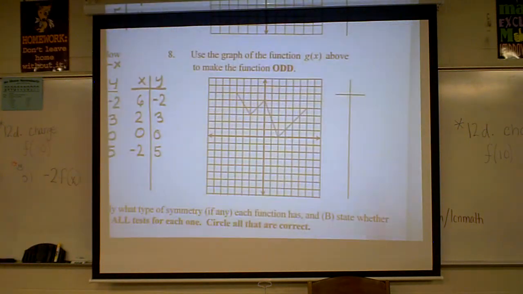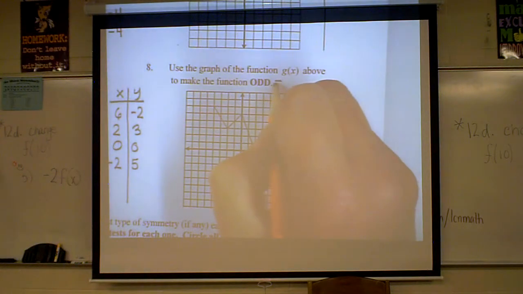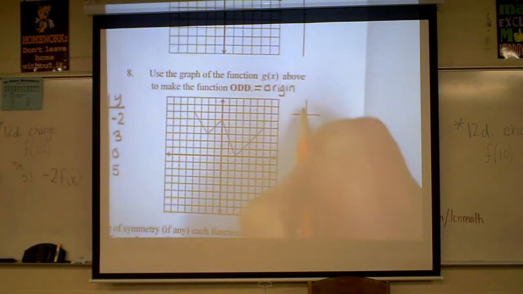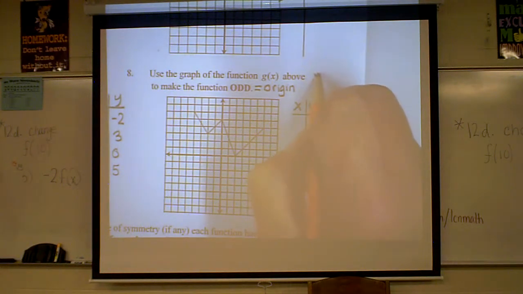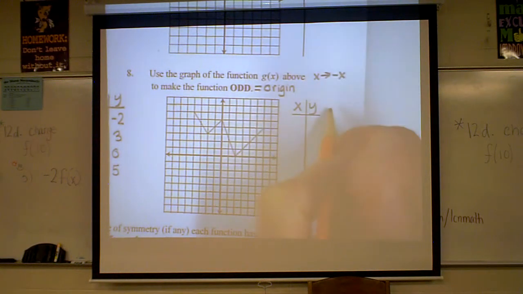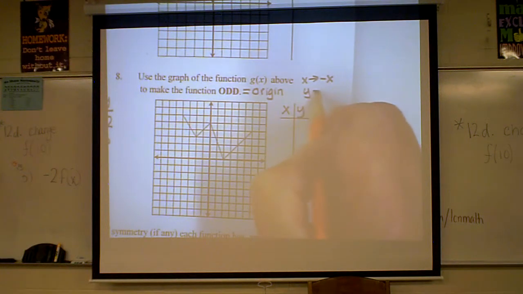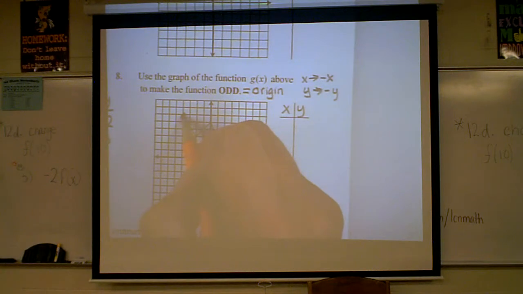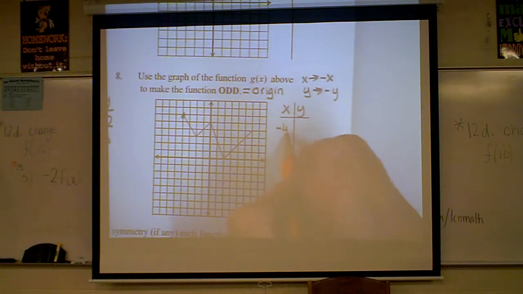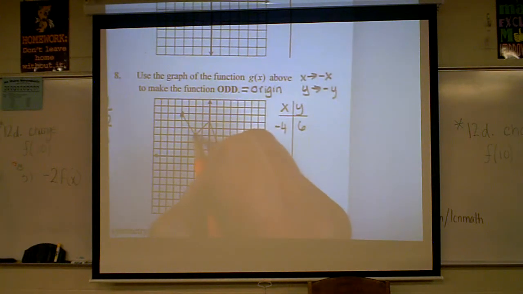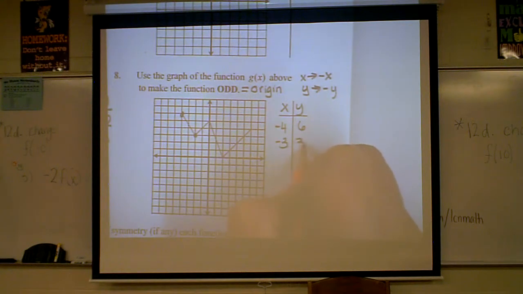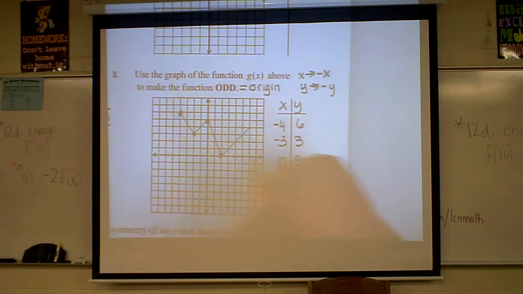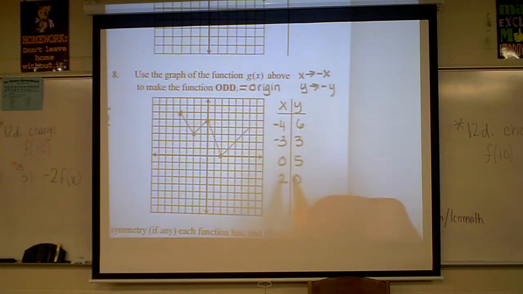To make an odd function, which means it has symmetry to the origin, you take all your x and y values and change both of their signs. So x's become the opposite and the y's become the opposite, whatever they are. In order from left to right, this ordered pair is -4, 6. Then we have -3, 3. Then we have 0, 5. Then we have 2, 0. And then we have 6, 4.